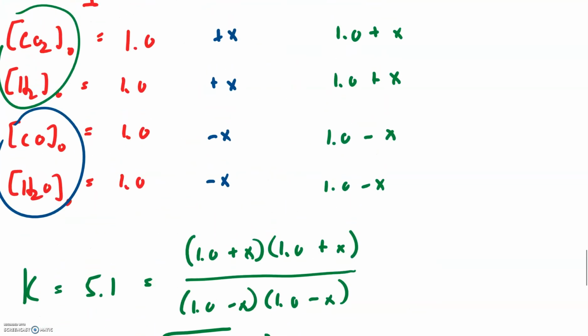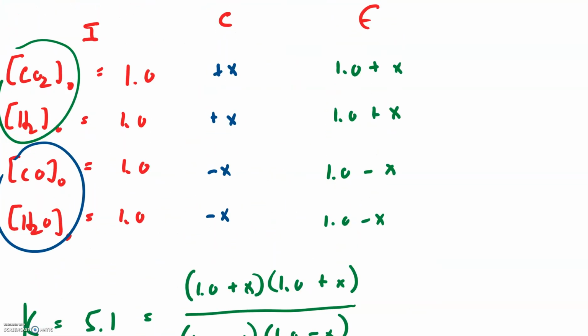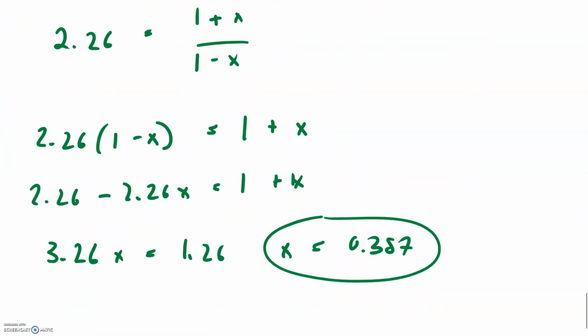So if I'm going to plug all this stuff in, x is equal to 0.387. What's my change? Up here, our products are going to increase by 0.387. So our final concentration of our products will be 1.387 molar. And these are all going to decrease by the same amount. So this is going to be 0.613 and 0.613. And that's all you do. The tricky part is solving for x.